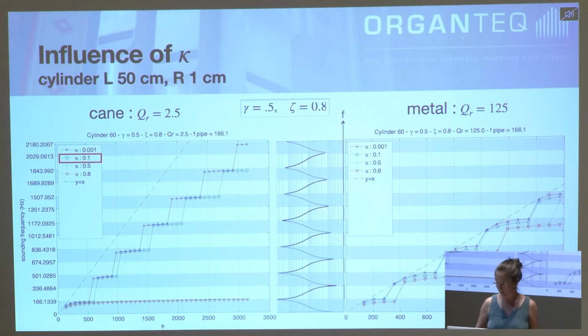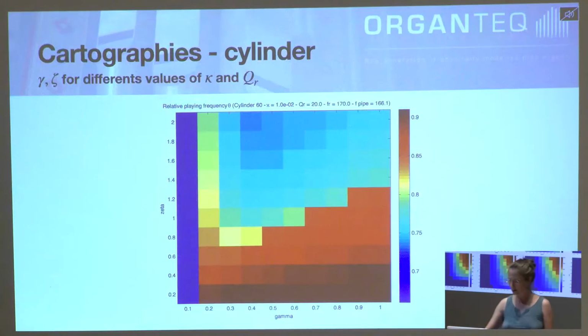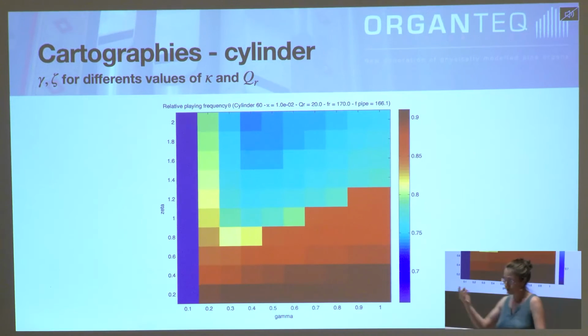I think it doesn't work. Okay, so I can show it later if you want. Then you can do cartographies in order to see how the system reacts. So in the plane gamma zeta, you can, for instance, here see the relative frequency.